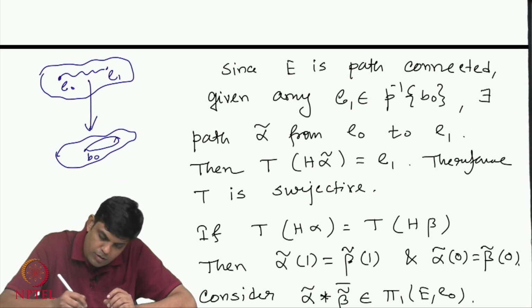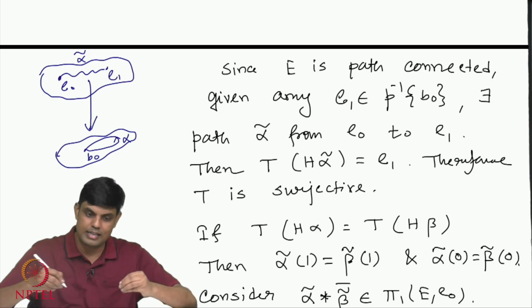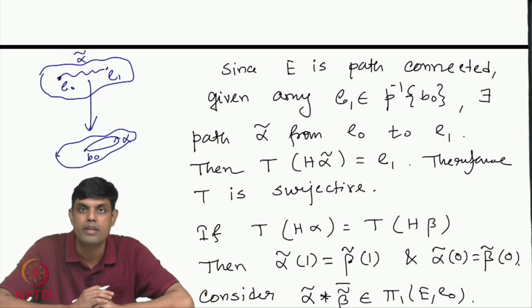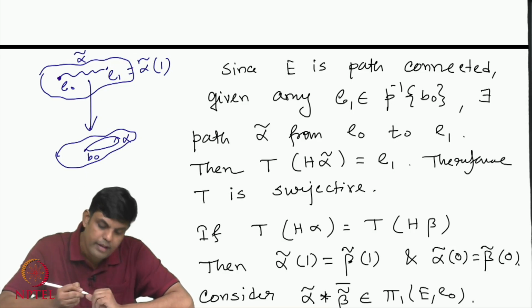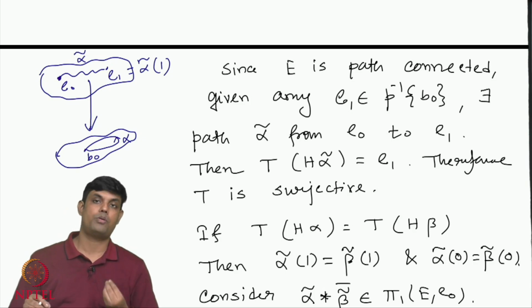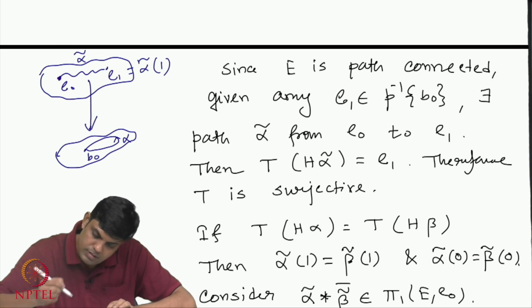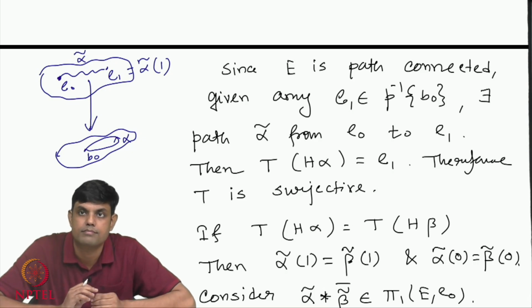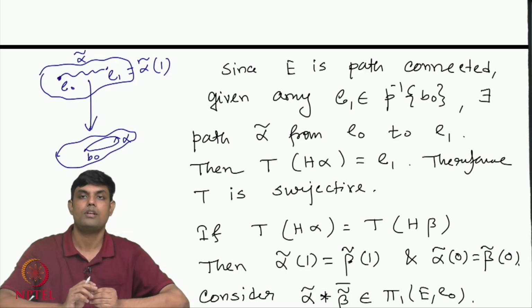This will form a loop, call this alpha, and if I look at the lift of alpha starting at E0, because of the uniqueness, it has to be alpha tilde, which is the path that I have chosen, and therefore alpha tilde of 1 is exactly E1. Therefore, if I look at the right coset corresponding to alpha, then this must go to E1, which is alpha tilde of 1.